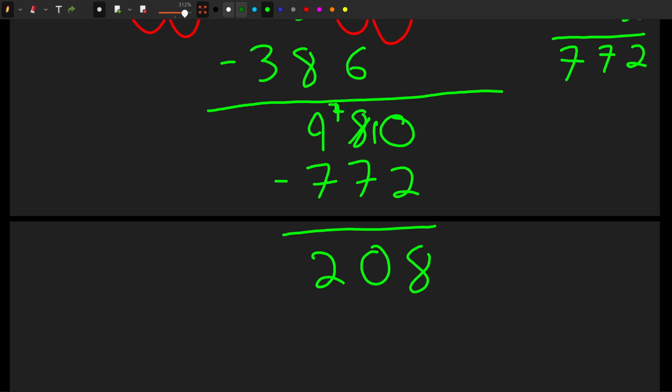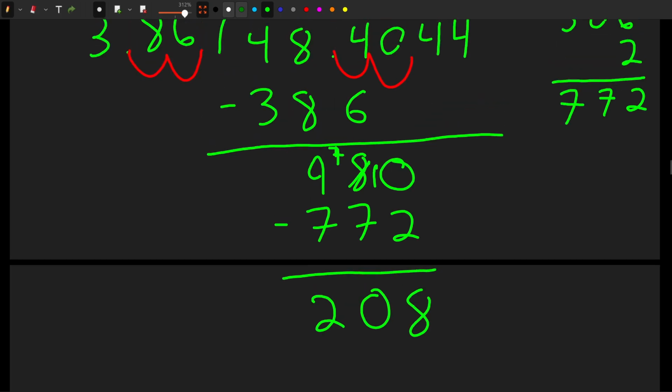What am I left with? 208. Yep. Okay, now I need to bring down the 4, which is hanging all the way up here, so I'm going to bring down a 4. And so now how many times does 386 go into 2084?